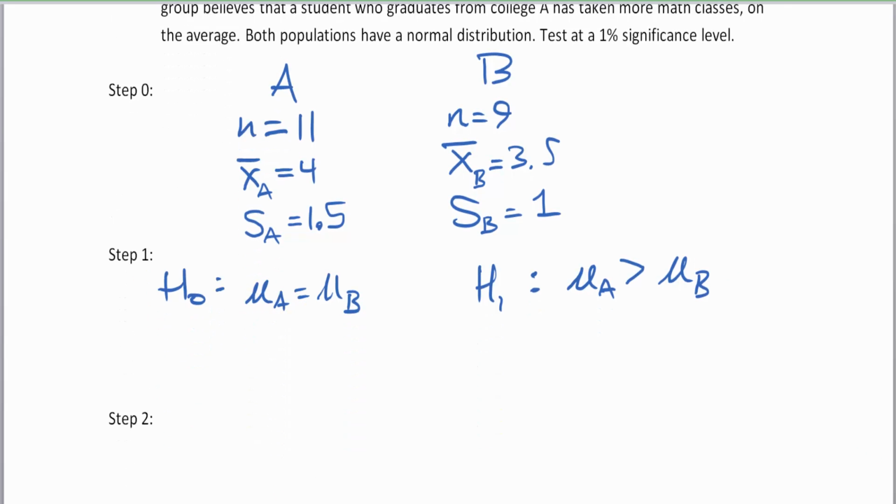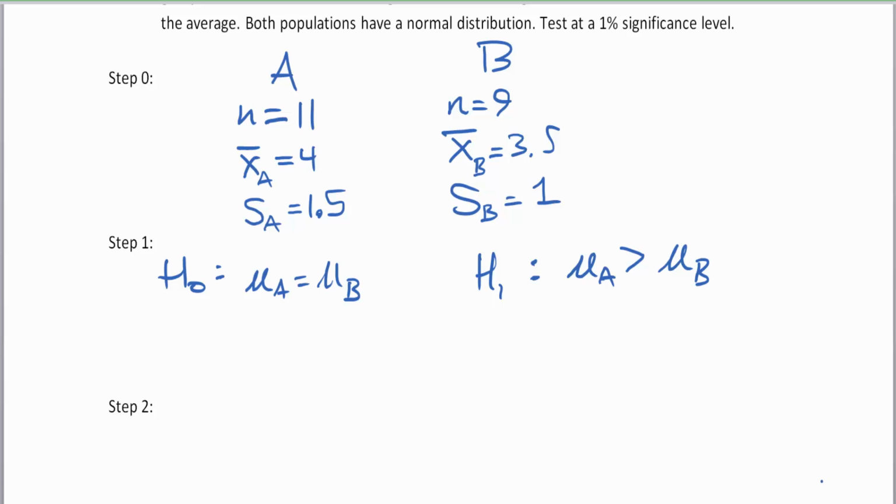Now, it says, in the second and third sentence from the end of the paragraph, both populations have a normal distribution, tested at a 1% significance level. Well, there's your alpha at 0.01. And now it's a very small alpha. I mean, we would have to witness a very rare event for us to throw out our null hypothesis that these colleges are both the same in terms of graduating math students who have taken a certain number of math courses.